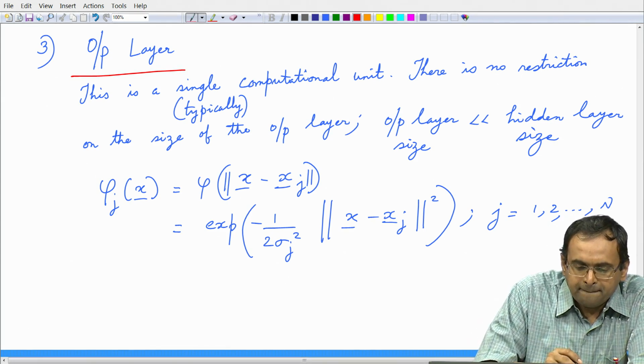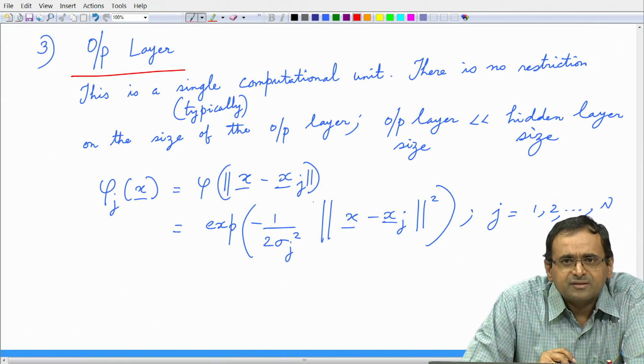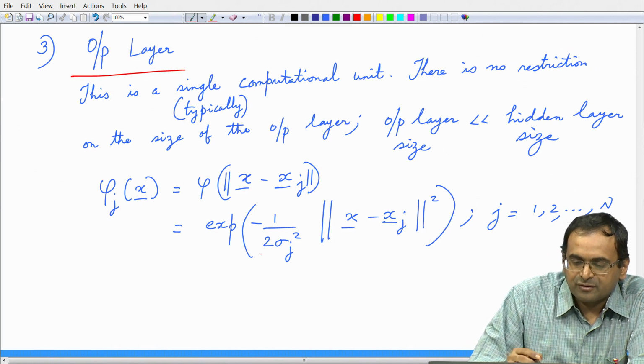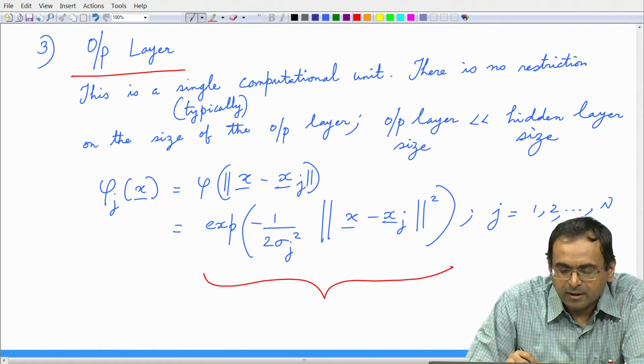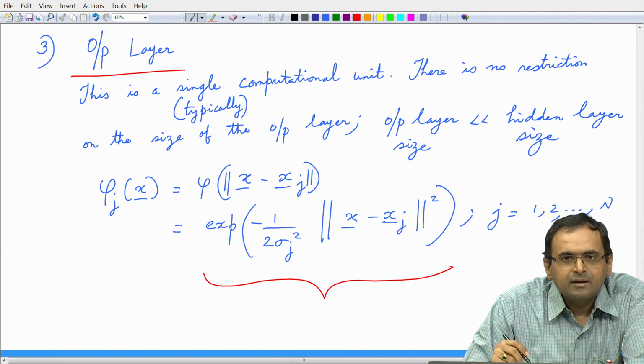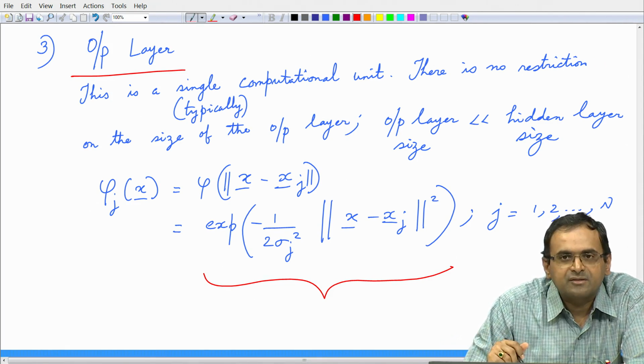Now, the computational units are essentially these phi functions, and assuming the Gaussian function, we have this in this form, which is exponential of minus 1 upon 2 times sigma j square, times the norm of x minus x j square. This is the form of our function phi j, and since we assumed that the number of units in the hidden layer is the same as the number of data points, this goes from j equals 1 to capital N.